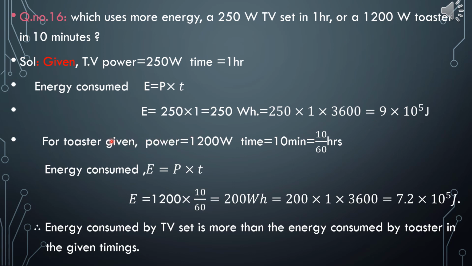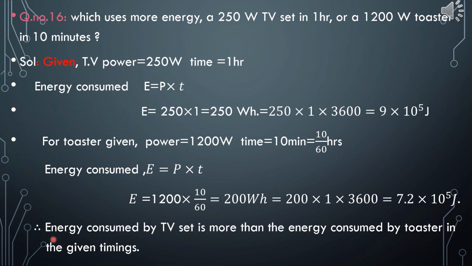Let us go for the toaster. Given is power 1200 watt and time is 10 minutes. You need to convert into hours because the standard value for energy we keep in the form of hours. So substitute that in the formula. E is equal to P into T, nothing but 1200 into 10 by 60. And the answer is 200 watt hour. If you multiply this by 3600, you will get 7.2 into 10 to the power 5 joules.